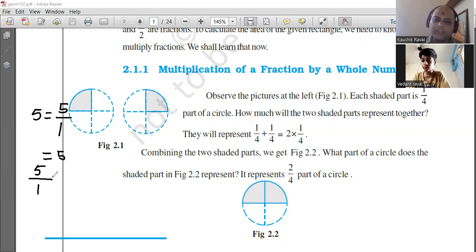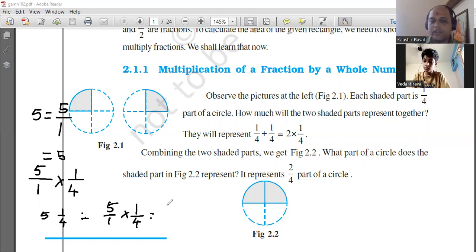And then you have to multiply it with the fraction. So say for example, if you are multiplying 5 with 1 upon 4, or 1 quarter, all you have to do is write it like this: 5 divided by 1 into 1 by 4. Then the same rule applies: numerator with numerator, denominator with denominator. So 5 ones are 5 and 4 ones are 4. You get the answer. But this is not the final answer. This is an improper fraction. Whenever we get an improper fraction, we have to convert it into a mixed fraction.